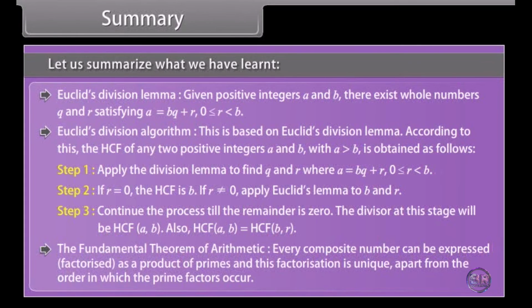The Fundamental Theorem of Arithmetic. Every composite number can be expressed (factorized) as a product of primes, and this factorization is unique, apart from the order in which the prime factors occur.